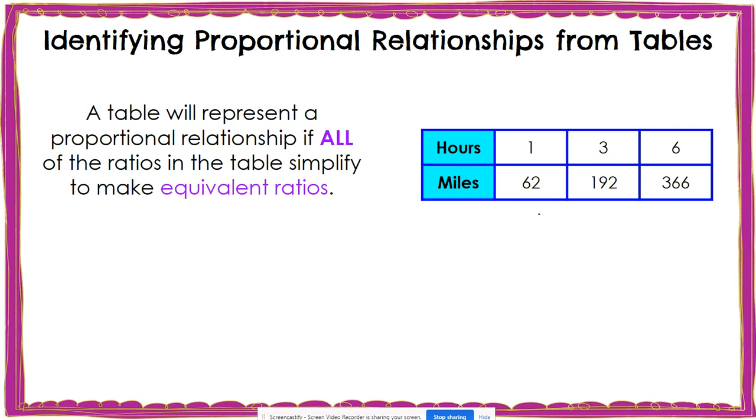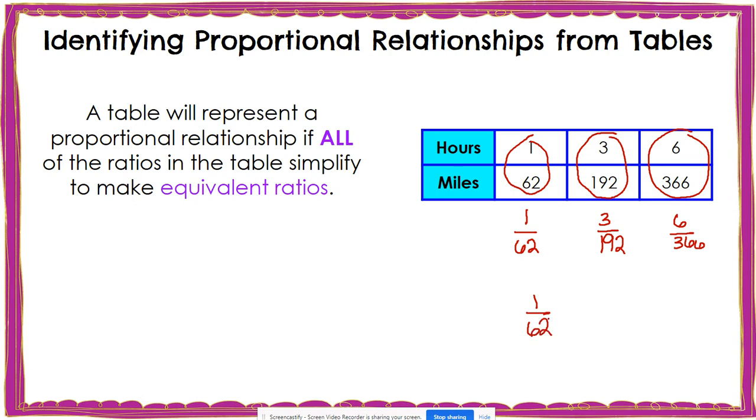Well, again, we're going to write ratios and determine whether they are equivalent. So my first ratio would be 1 to 62, since that's my first rate. My next would be 3 to 192, since that's my second rate. And my third would be 6 to 366. Now I'm going to simplify if I can. Well, 1 to 62 cannot be simplified, so I'm just going to rewrite it. 3 to 192, I notice, can both be simplified by 3. So 3 divided by 3 is 1, and 192 divided by 3 is 64.